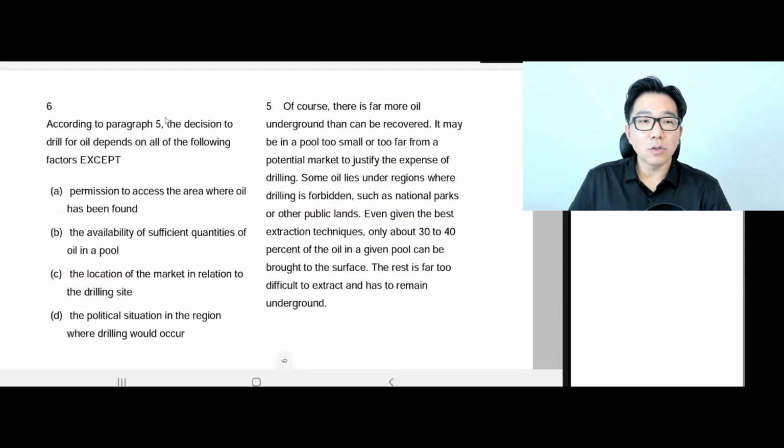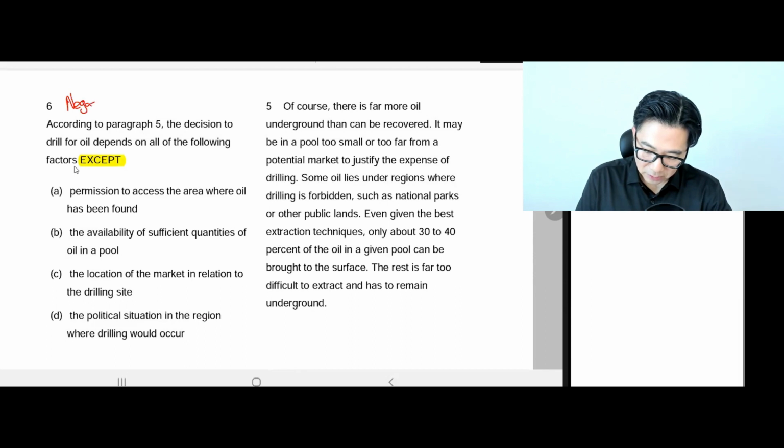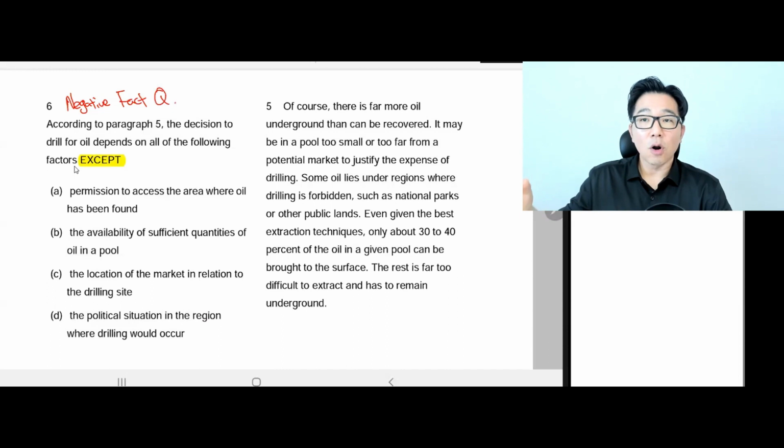Okay, moving on to question 6. Paragraph 5, quite short. Nice. So let's solve this question. Question 6. According to paragraph 5, the decision to drill for oil depends on all of the following factors except. Okay, so it's negative factual. Just a quick reminder, it's exactly the same as the factual question, except you're looking for wrong information as the answer. So if that makes sense.